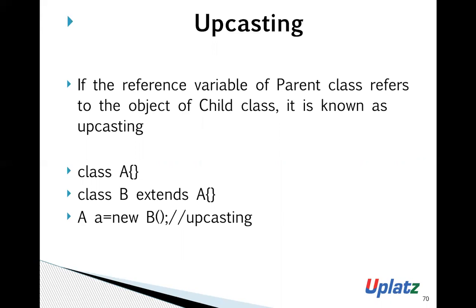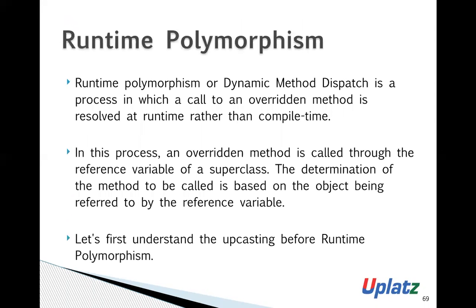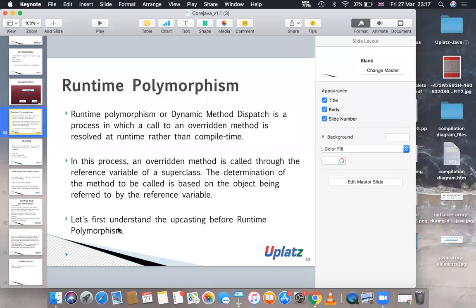Now here, A a = new B. What is the reference variable here? Small a is a reference variable, and it is being referred to the object of the child class, that is new B. This is what is called upcasting, and the overridden method is called through the reference variable of a superclass. Once I do a program, you will understand all these things in a better way. So let us open NetBeans and try to do a program.